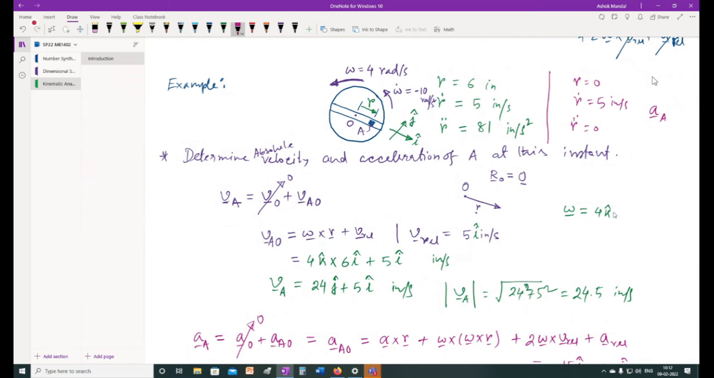Omega cross V relative, that is 2 omega cross V relative. This term would not be 0, right? Yes, sir. This term is 0 because r is 0. This term is 0 because r is 0. This term is also 0 because r double dot is 0. But this term is not 0. Still it has some acceleration. And what is that acceleration? This is the Coriolis component of acceleration.